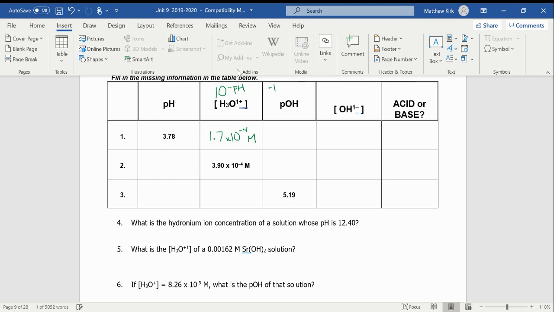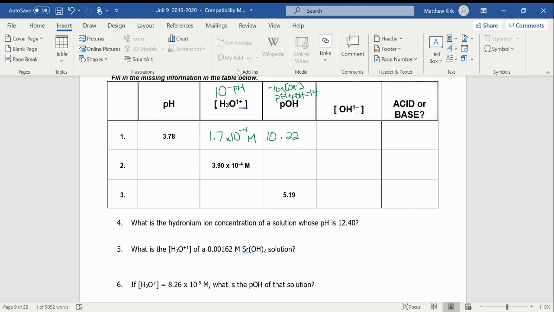Next up, pOH. Okay, we know there's 2 ways to find pOH. We can take the negative log of our concentration, and we also have pH and pOH adding up to 14. So in this case, we're given the pH. So, guess what? We're just going to subtract. 14 minus 3.78. I get my pOH of 10.22.